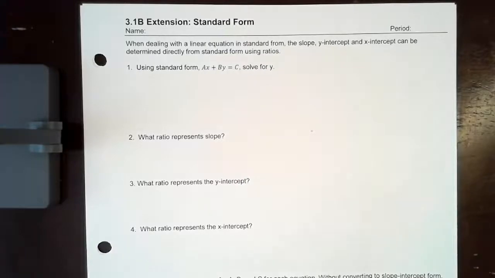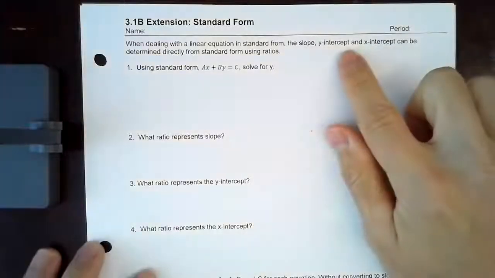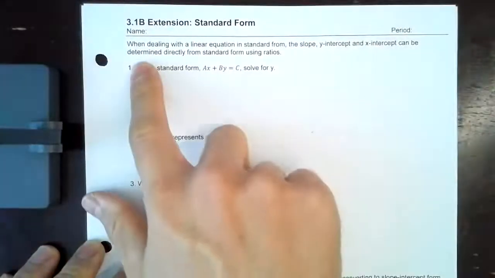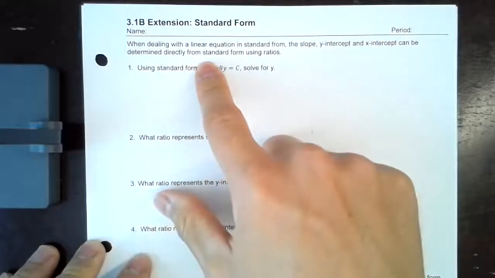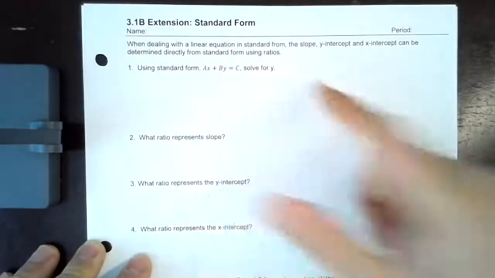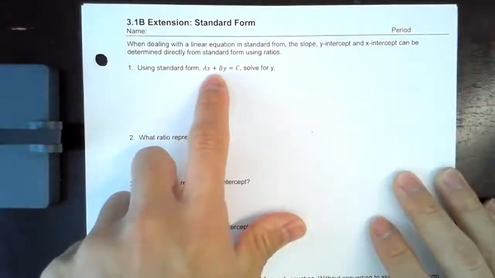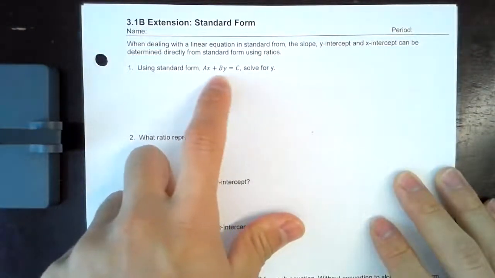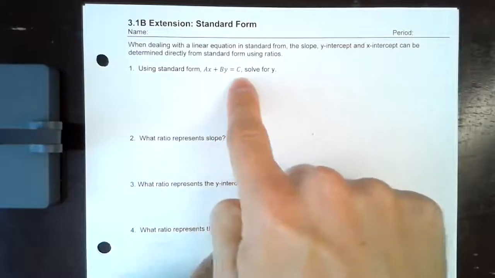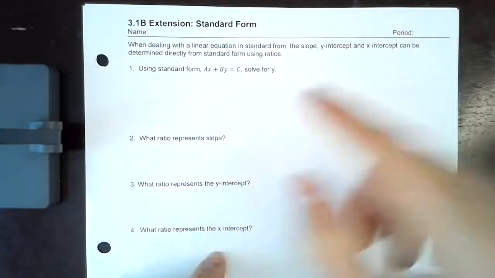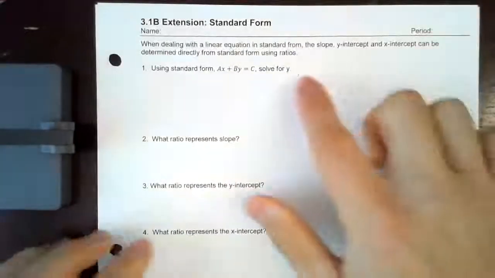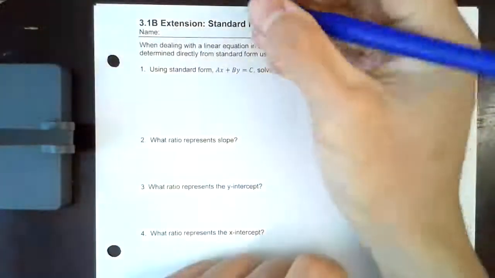When dealing with a linear equation in standard form, the slope, y-intercept, and x-intercept can all be determined directly from standard form using ratios, just by looking at the ratios. So let's simplify these values and convert this standard form equation. Obviously, we know that ax plus by is equal to c is our standard form, but let's isolate y and convert it into slope-intercept form.